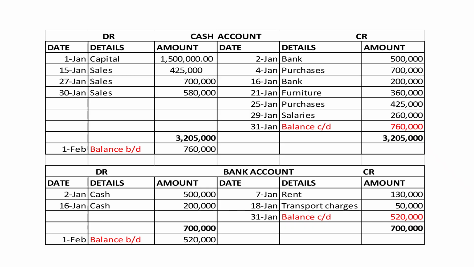We made the purchases on a cash basis, so we credit that 700,000 in cash, and the corresponding amount goes to the purchases account. Later on the 15th, we made sales of 425,000. Then on the 16th, we banked 200,000. So these are credited in cash and debited in the bank account.